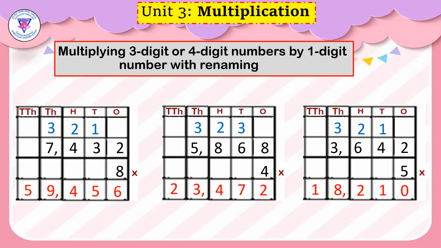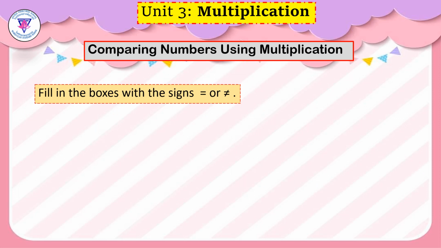Okay, let's try this example, which is comparing numbers using multiplication. So we will do first the symbol of equal and not equal. So this one is the symbol of equal and the symbol of not equal. When we say equal, the numbers are the same, and when we say not equal, the numbers are not the same. So you need to fill in the boxes using these symbols.